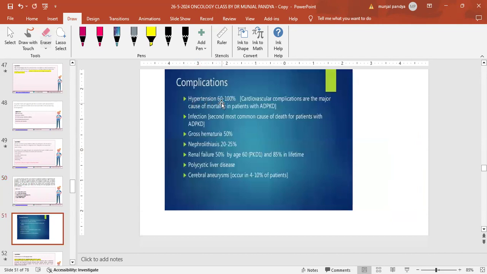So hypertension is a complication of polycystic kidney disease, in 60 to 100% of patients. Cardiovascular complications are the major cause of mortality in patients with polycystic kidney disease. Infection is the second most common cause of death. Gross hematuria, nephrolithiasis, renal failure in 50% by age 60, polycystic liver disease, and cerebral aneurysm occur in up to 10% of the patients.